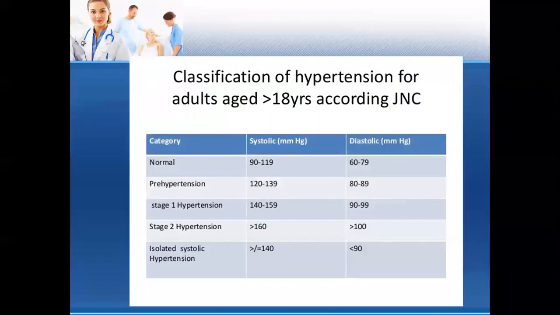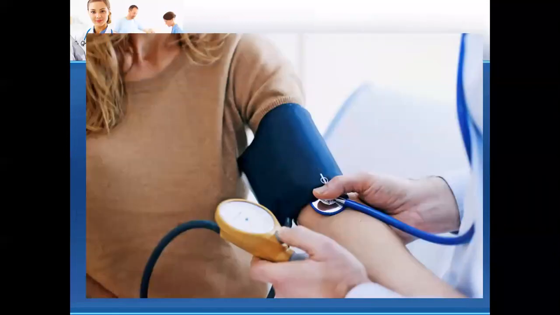Now let me go through a little bit about the measurement of blood pressure. Let me explain what blood pressure is first. Basically, blood pressure is the pressure by the blood over the arterial wall when blood is passing through the blood vessel.